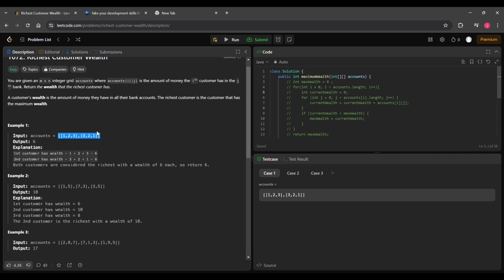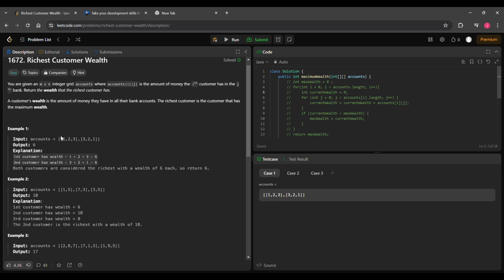If we look at the example, we can see we are given an array named accounts. In accounts, there are bunch of arrays. There are two arrays, there are three arrays. Each array represents the amount of money a person has in different banks. So the first person has amount 1 in one bank, amount 2 in the second bank, amount 3 in the third bank. The second customer has amount 3 in one bank, 2 in another, and 1 in another. So we have to find the highest amount of money a person has.